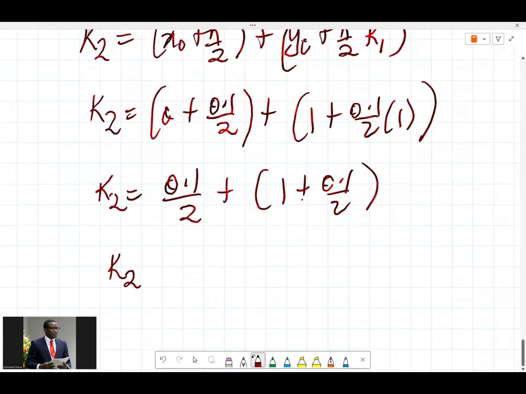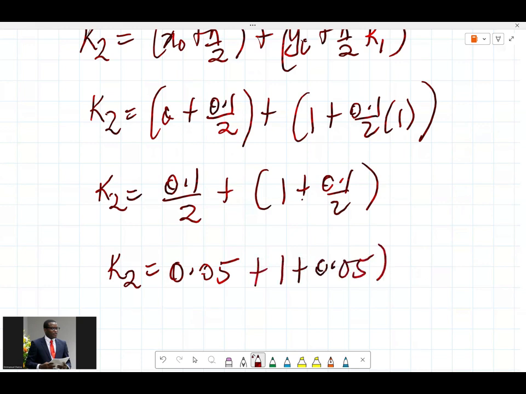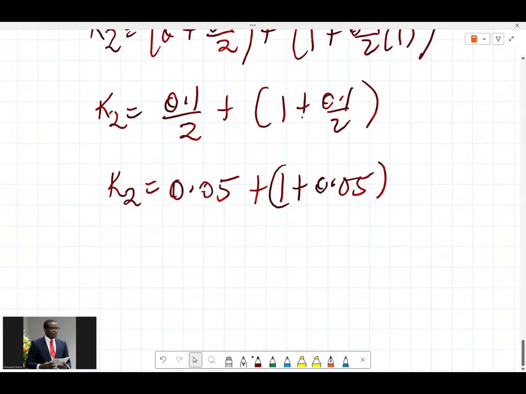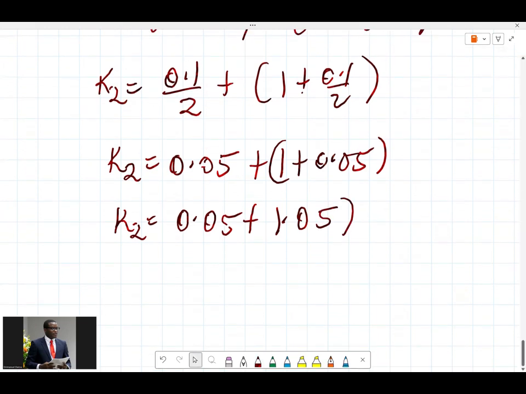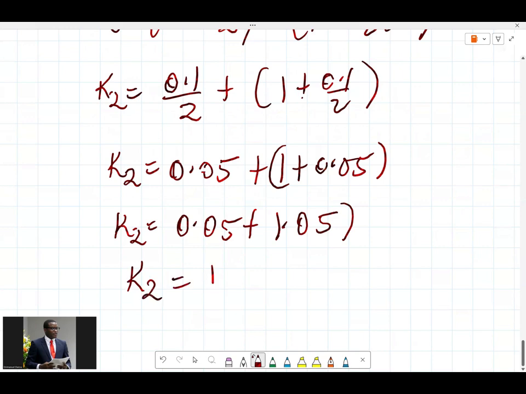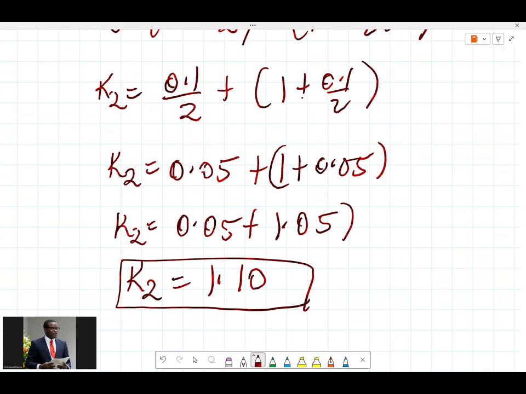So that is 0.05, then plus 1 plus 0.05. So that we now have k2 to be 0.05 plus 1.05, that is 1.10. So k2 is 1.10. We need this k2 for k3, if you remember.